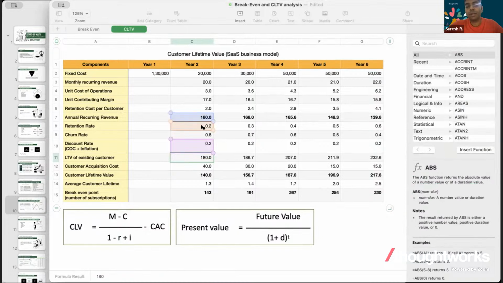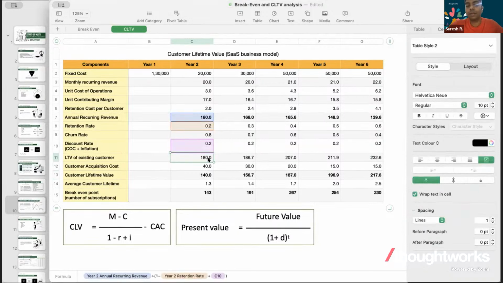If you look at the formula here, we have just applied the same. We have taken the annual revenue divided by 1 minus retention rate, plus the discount rate, and we have arrived at the lifetime value. And minus the acquisition cost, we have got the actual lifetime value.